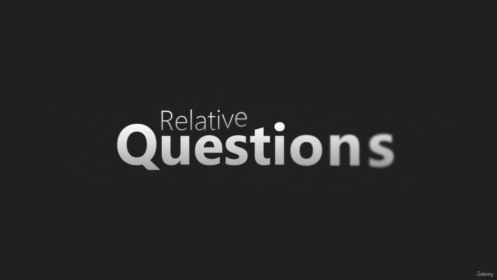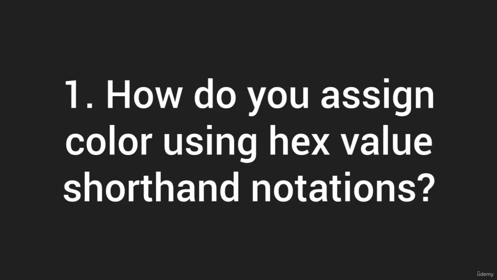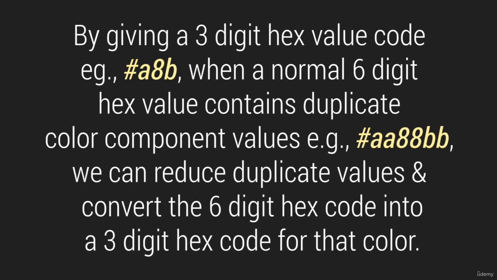Now let's talk about related questions. So how do you assign color using hex value shorthand notation? By giving a 3-digit hex value code for colors, that is, when a normal 6-digit hex value contains duplicate color component values, we can reduce those duplicate values and convert the 6-digit hex code into a 3-digit hex code for that color. And this does not affect the color, that is, the color will remain the same.